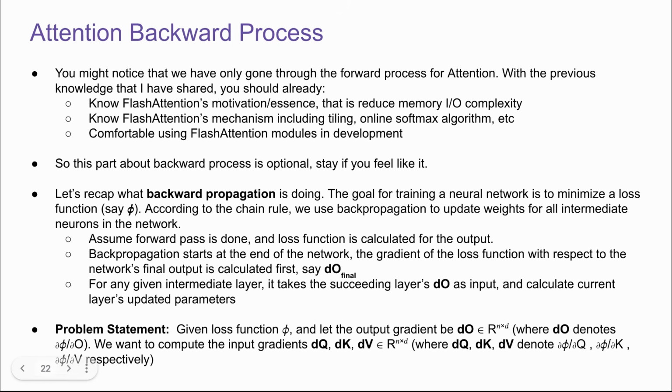So for the backward attention process, we have the following problem statement. Given loss function phi, let the output gradient be DO. This is a matrix of real values and the dimension is n by d, and DO means the loss function's derivative with respect to O. We want to compute the input gradients dq, dk, and dv. All of them are real value matrices and the dimension is the same, n by d. dq, dk, dv are the loss function's derivatives with respect to q, k, and v respectively.